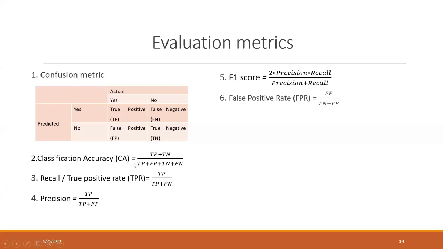Next is classification accuracy. Depending upon these four values, the classification accuracy is calculated. The classification accuracy is equal to TP plus TN, true positive plus true negative, which means correctly classified samples, divided by the total number of samples. True positive and true negative give us correctly classified samples, while false positive and false negative give us wrongly classified samples.